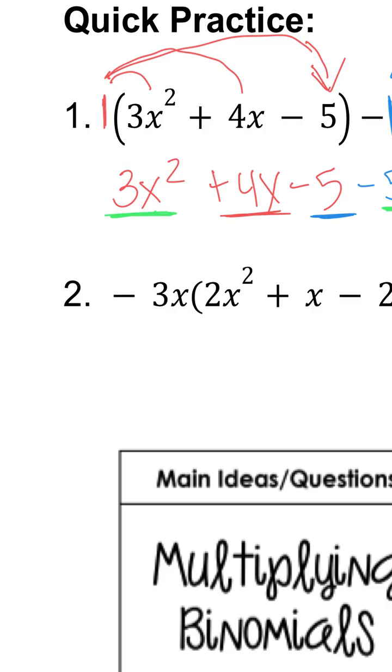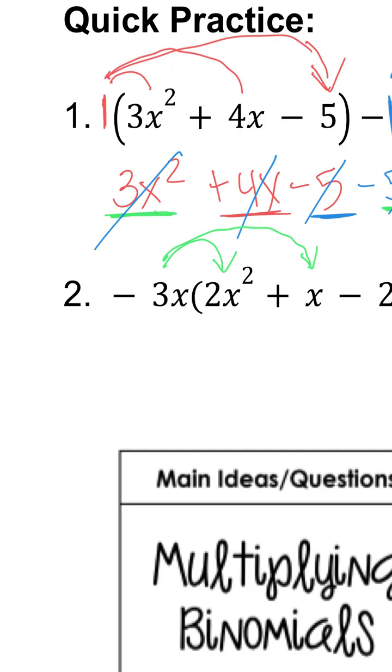Okay, so I'm going to write the answer on here. You think you guys all got it. So it's negative 3x squared plus 2x minus 4. Okay, now number 2. Go ahead and distribute. Distribute that negative 3x.